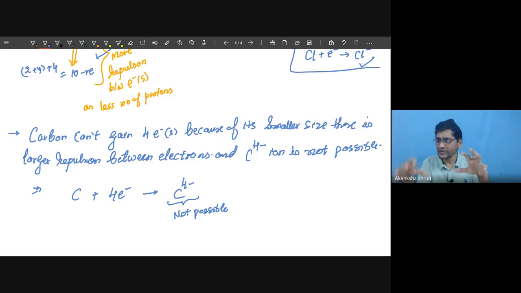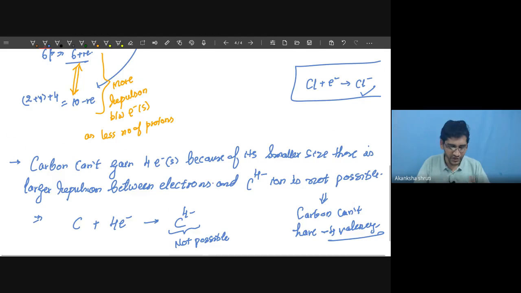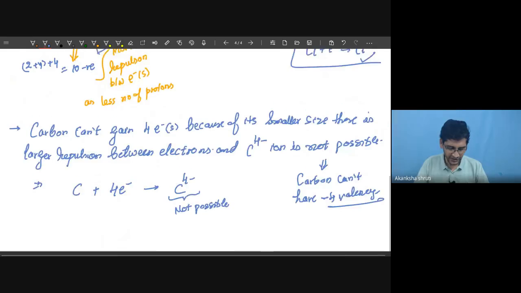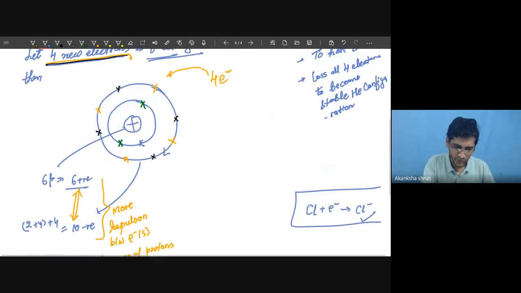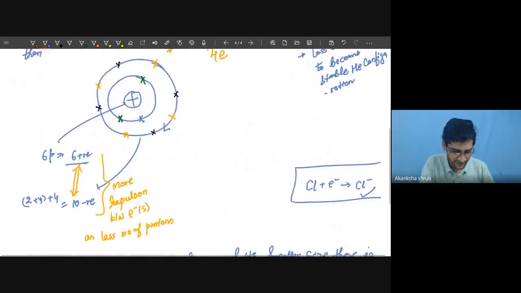Therefore, carbon cannot have negative valency. So carbon cannot have -4 valence. So -4 valency is now ruled out, meaning the possibility of gaining is ruled out. Now let us consider the possibility of losing. So the case 2. Students, I had explained, let me explain once more.